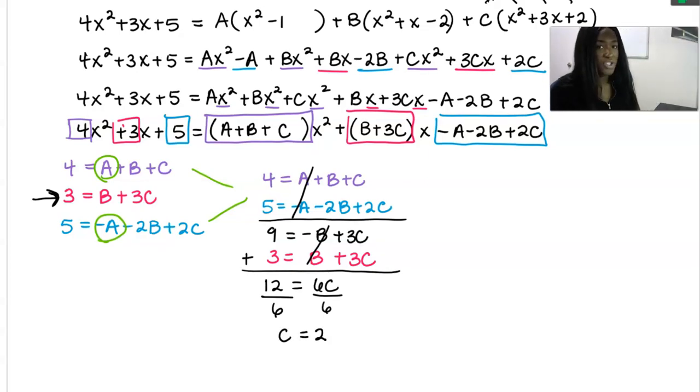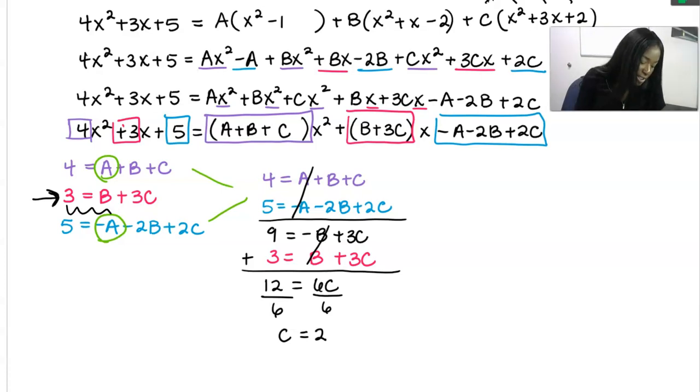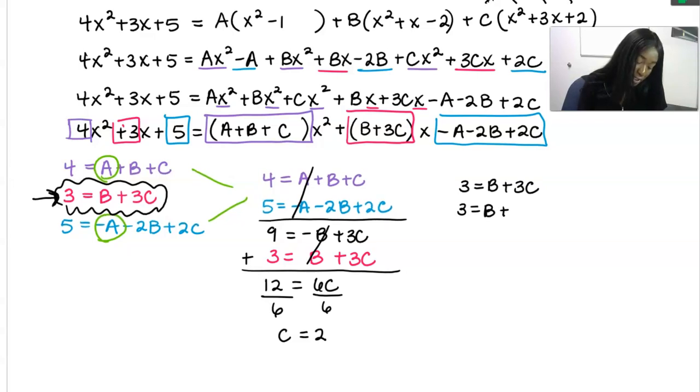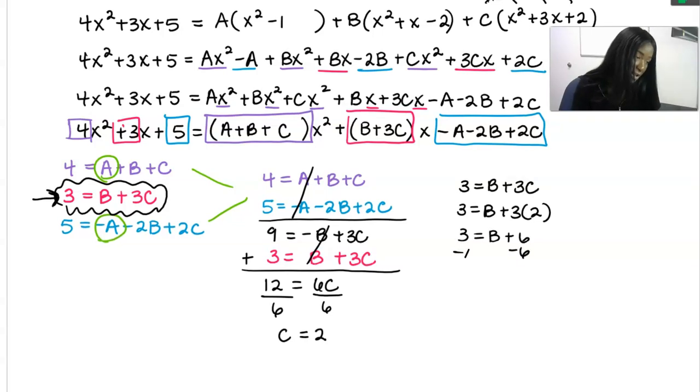Once you have one of the letters, it should be a lot easier at that point. A lot of things should start to fall out and become known. For instance, if c is equal to 2, we can go back to this equation and quickly find b. So we know that 3 equals b plus 3c. So 3 equals b plus, I'm going to plug in c now, which is 2. So I have 3 is equal to b plus 6. Subtract 6 from both sides of that equation, and I get that b is equal to negative 3.